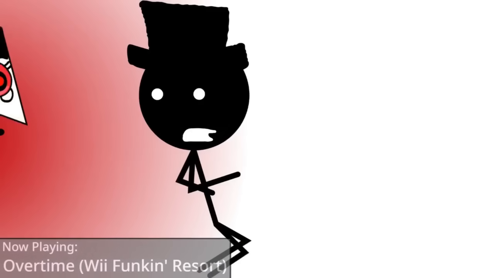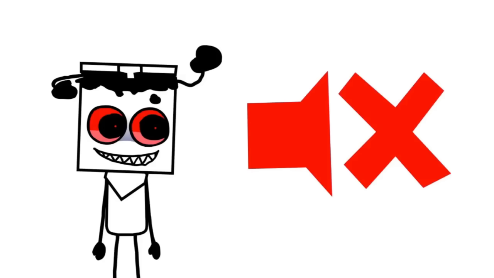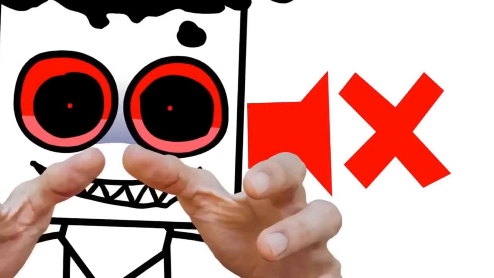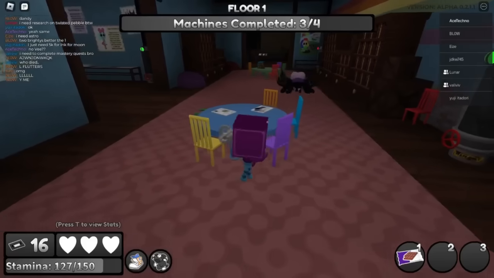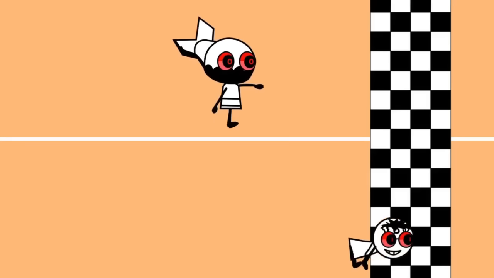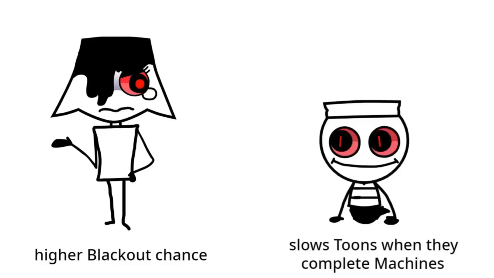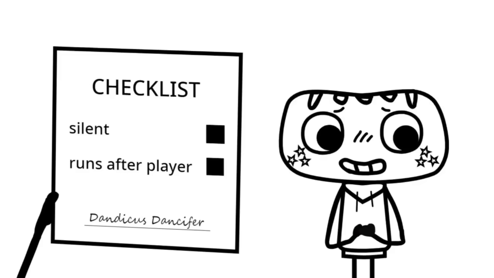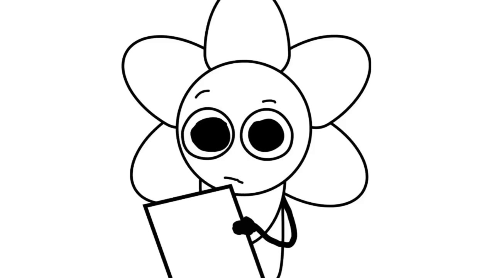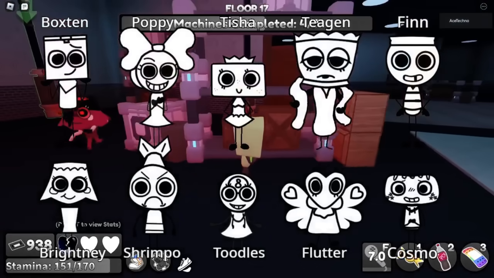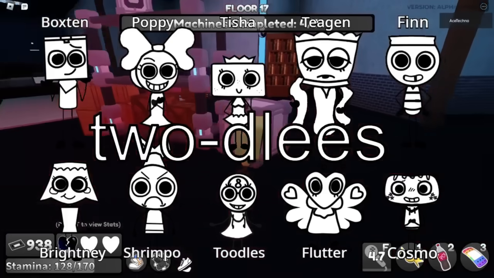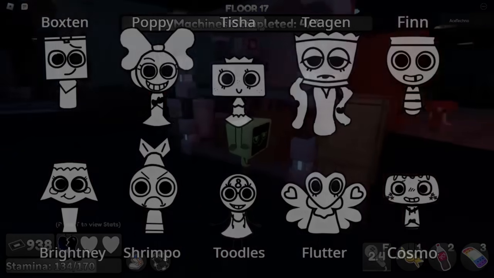Chasers, well, they chase. They're dead silent, and will run for you if they see you, losing interest quickly if you break line of sight. They're the basic goons of this game. You'll see them on pretty much every single floor. While some chasers are faster than others, and some chasers have special abilities, if they're silent and they run after the player, they're still chasers. Chasers consist of Twisted Boxten, Poppy, Tisha, Tegan, Brightnay, Shrimpo, Toodleys, Flutter, Cosmo, and Finn.